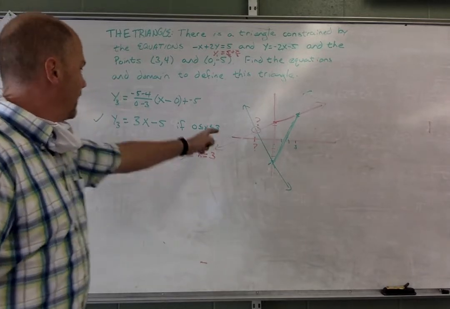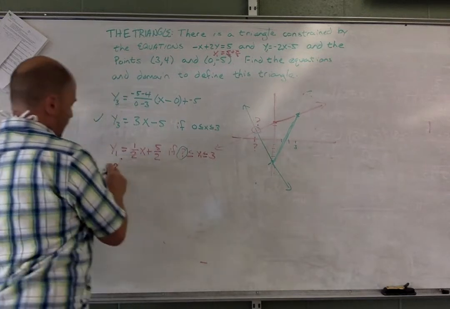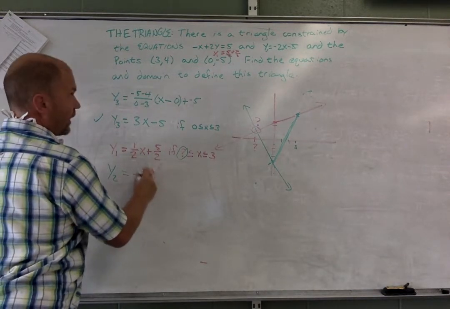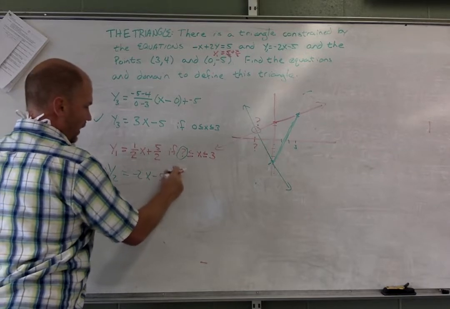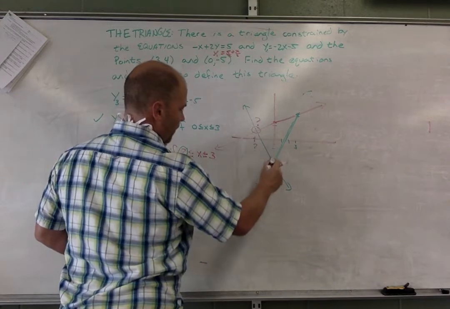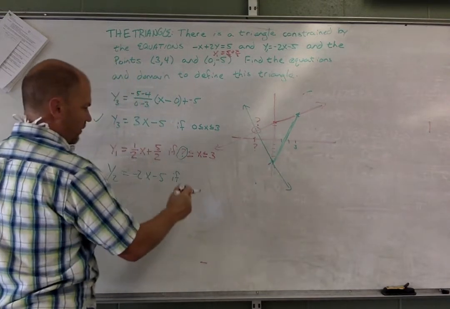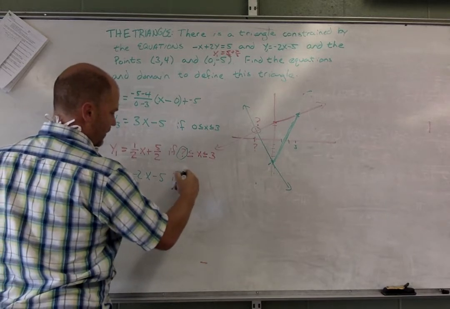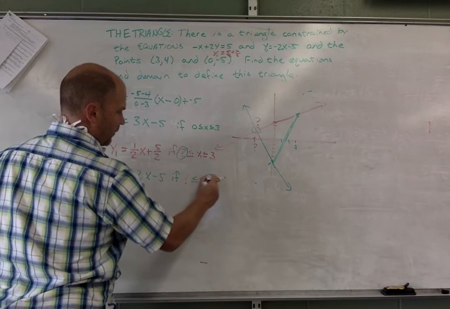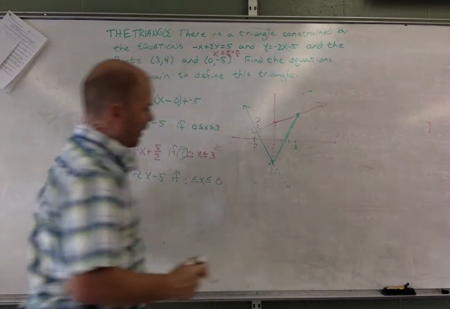I could do the same thing for that green equation. We'll call this one y2. y2 is negative 2x minus 5 if, and I only care about it from this question mark to that point. At this point, the x-coordinate is 0. So it's the same question mark less than or equal to x less than or equal to 0, and that gets rid of the rest.